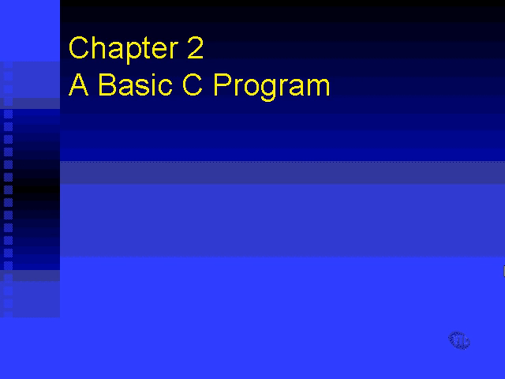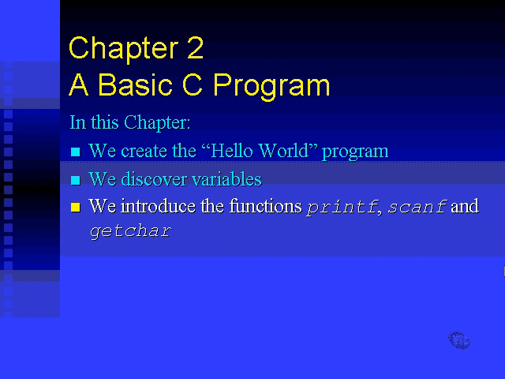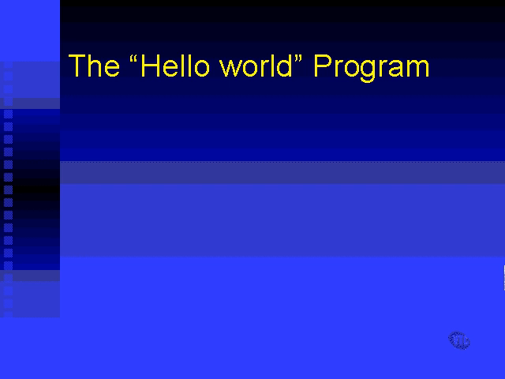And so, to begin programming in earnest, Chapter 2 will see us create our basic C program. It will be called the Hello World program, a very simple program to print the words Hello World on the screen. Every C programmer creates a Hello World program as their very first project. It's almost a tradition. We will also examine the concept of variables and examine the three standard C library functions, printf, scanf, and getchar. And so, to begin with the Hello World program.